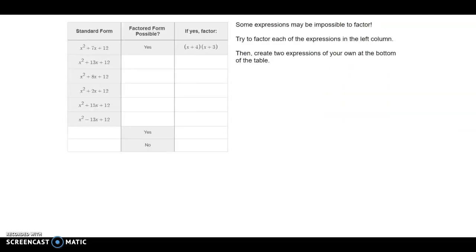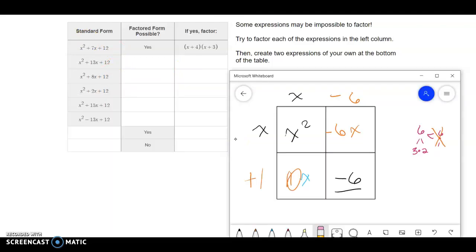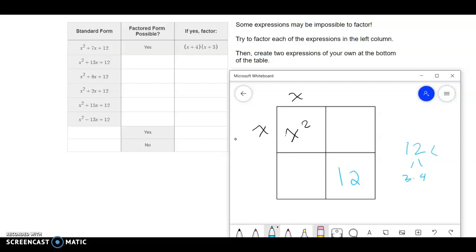So number 8 here, some expressions may be impossible to factor. Try to factor each of these expressions in the left column here. So let's see. I got my little factor box diagram. So I have x squared plus 13x plus 12. Okay, so I know the factors of 12 because this is what we need to factor out in order to figure out those two boxes, or the two numbers that go in the parentheses. I know that the factors of 12 are 3 and 4, 6 and 2, and 12 and 1. Now, of those factors, which two are going to add together to give me 13?